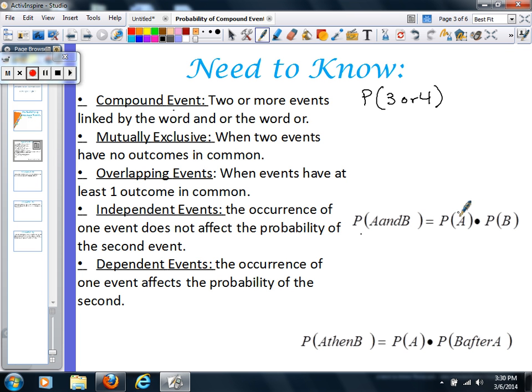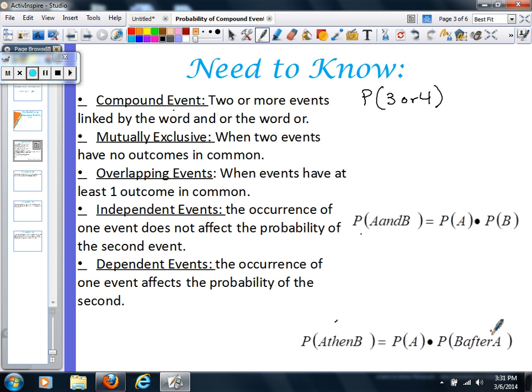Now, if it's independent events, to find the probability of A and B, you do the probability of A times the probability of B. Okay? That's for independent events. Now, if they're dependent events, so the occurrence of the first event affects the probability of the second, then you have the probability of A, then B. That's going to be the probability of A times the probability of B after A. All right?